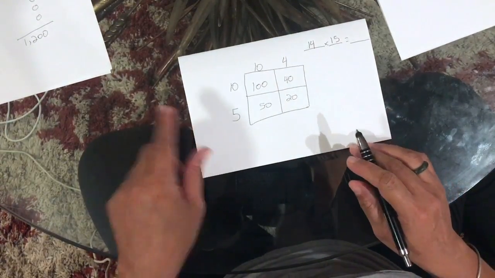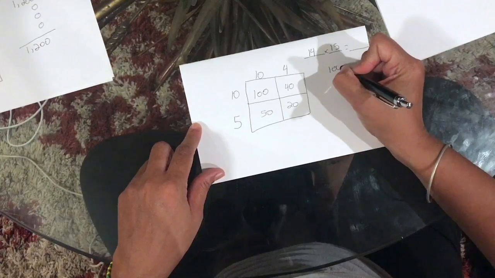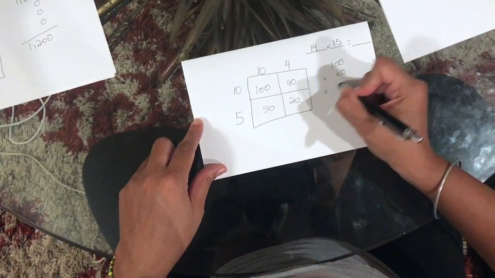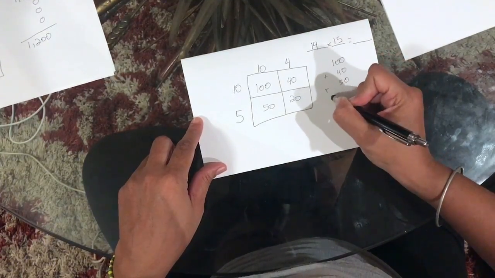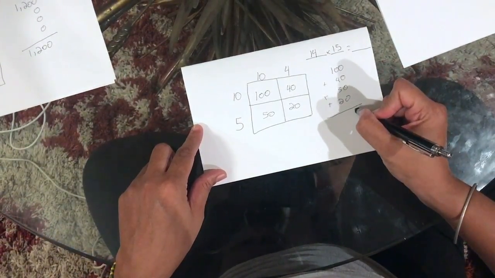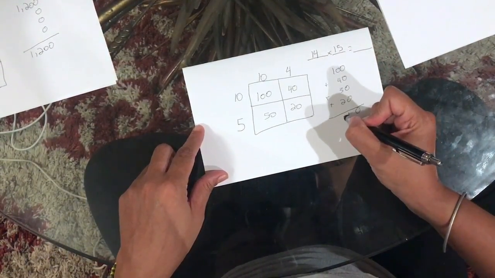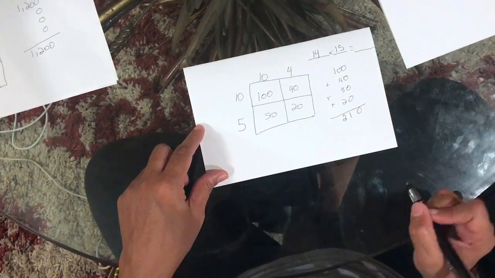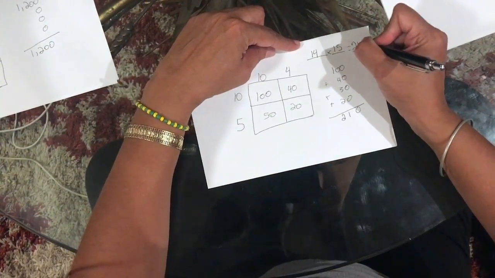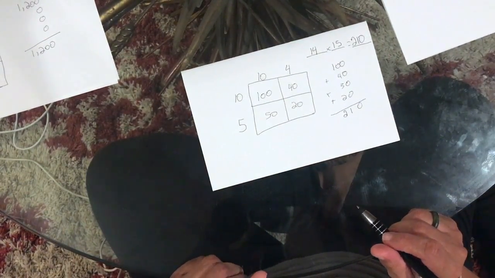All right, so just like we did before, we're going to add them all up. 100 plus 40 plus 50 plus 20. Okay, we add it all up. Okay, that's 11, carry the 1, and we have 210. 14 times 15 equals 210. That's how we do multiplication with the area model.